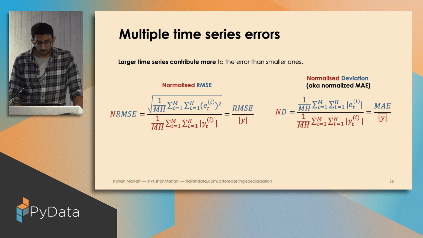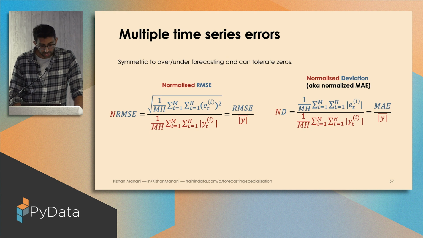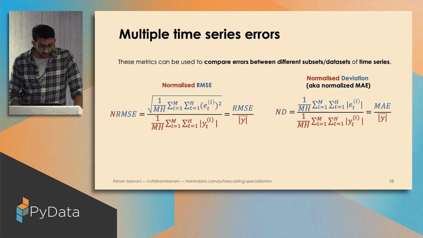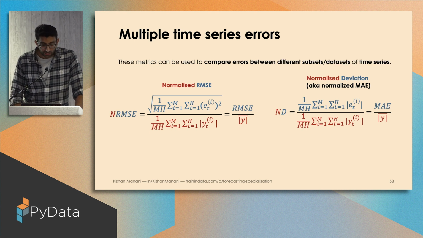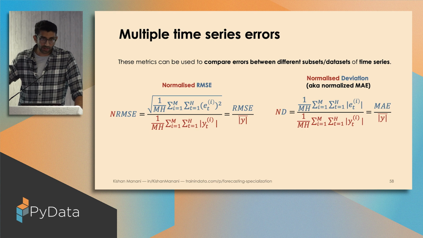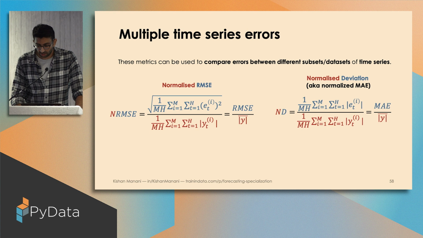Larger time series will contribute more to the error than smaller ones because of the pooling. It's symmetric to under and over forecasting, and it can tolerate zeros. The only time it will fall over is if all of your time series are 0 in the forecast horizon. There's that one edge case there. And these metrics can also be used to compare errors between different subsets of time series, because you can just recompute this average of the time series over your different subsets to rescale. And so that's quite neat.